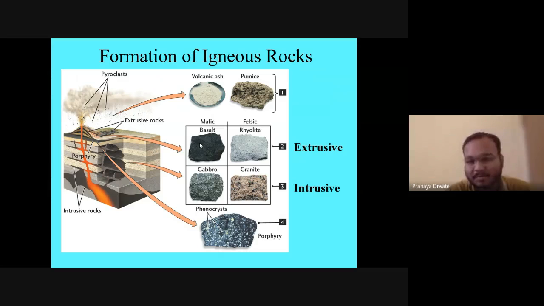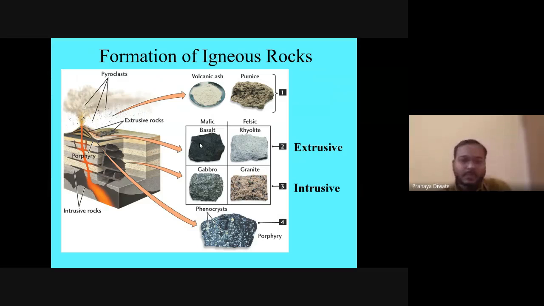Then you have mafic basalt and felsic rhyolite. What is mafic and what is felsic? Mafic rocks are those rocks which have more Mg plus Fe, that is, more ferromagnesian material in them. That is known as mafic material.